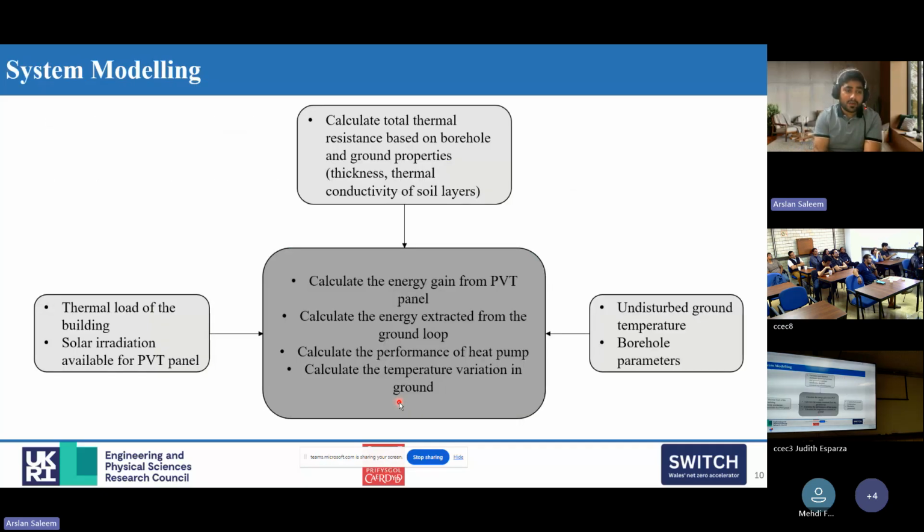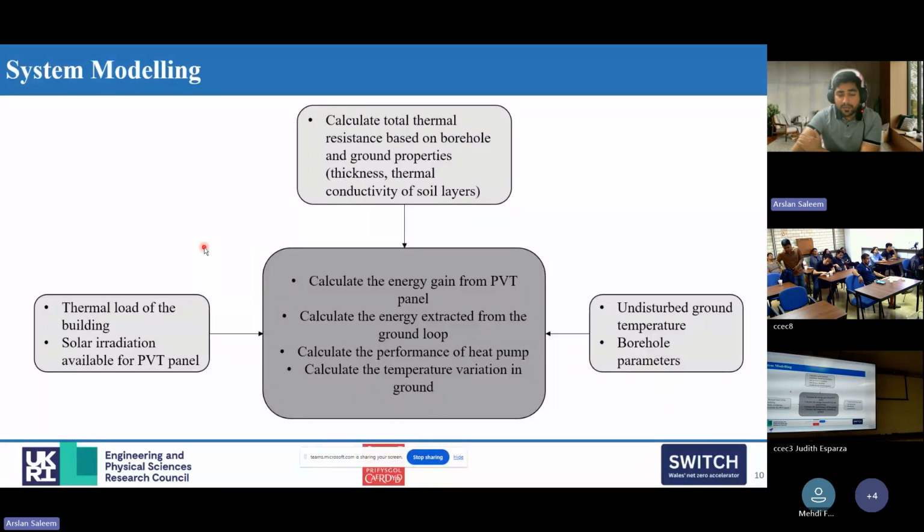So for the modeling of the system, as I mentioned earlier, the thermal load of a residential building, which was a 3-bedroom terraced house in this case, was used, and solar irradiation of the location, which is Neath Port Talbot in this case, was gathered from the weather station. This data was fed into the model as input, and the thermal resistance of the borehole was calculated using the ground properties such as thickness, thermal conductivity of soil layers, and so on. Other parameters involved the undisturbed ground temperature and borehole parameters.